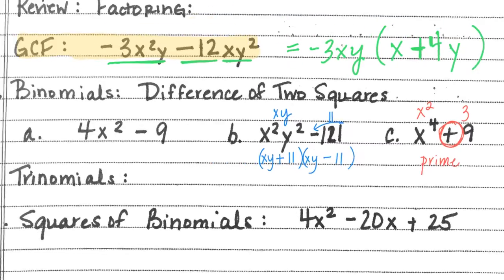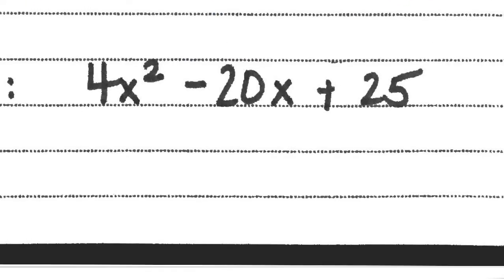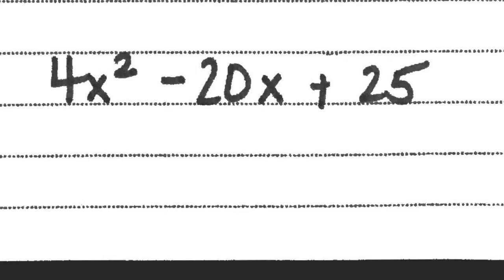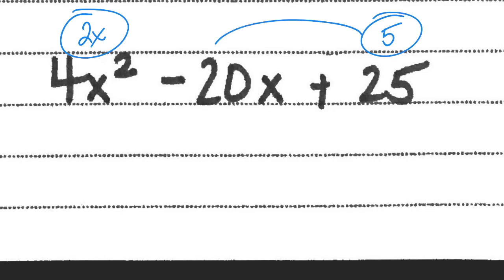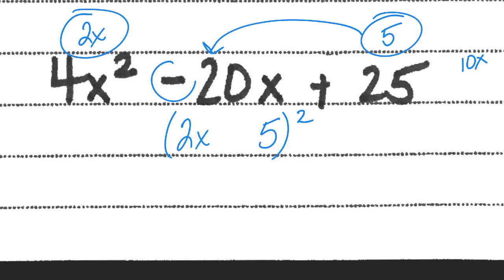All right, the last thing we did was squares of binomials, and these end up being trinomials. And this one, for some reason, you guys always end up forgetting, but we're not going to forget it this time. Is 4x squared a perfect square? Yes. 2x. Is 25 a perfect square? Yes. 5. When I multiply these and double it, 2x times 5 is 10x. If I double it, I do get 20x. So I know that this is a perfect square with 2x and 5. And because of this sign right here, it is going to be negative.